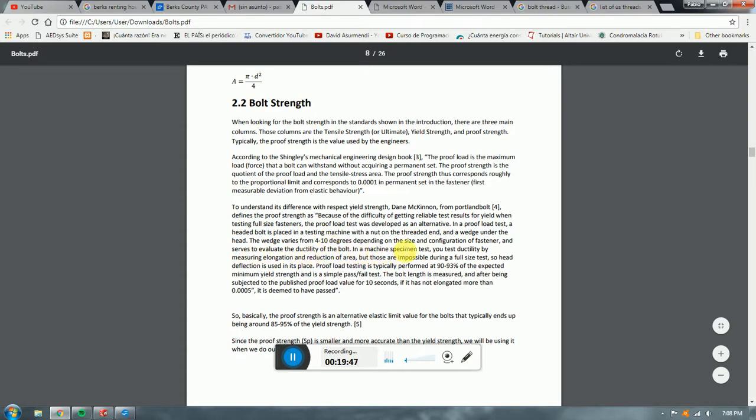In a machine specimen test, you test ductility by measuring elongation and reduction of area, but those are impossible during full-size tests, so head deflection is used in its place. Proof load testing, or proof stress, which is the same thing divided by the area, is typically performed at 90 to 93% of the expected minimum yield strength, and it's a simple pass-fail test.